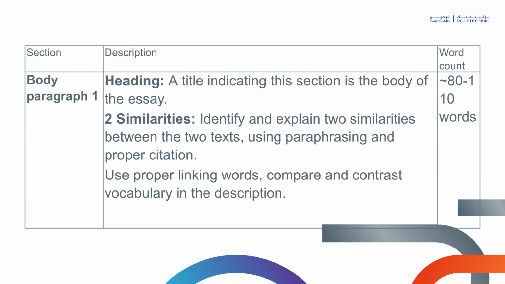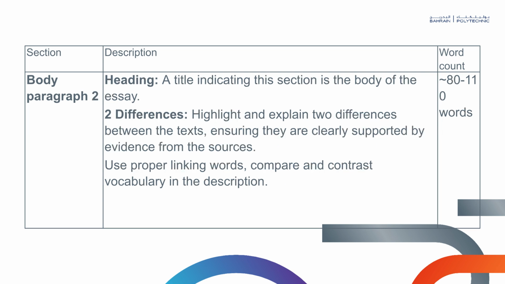Start with a heading. The content must identify and explain 2 similarities between the texts, using paraphrasing, proper citation, linking words, and compare and contrast vocabulary. Body paragraph 2, also 80 to 110 words, should have a heading. This paragraph focuses on highlighting and explaining 2 differences between the texts, supported by evidence from the sources. Use proper linking words and compare and contrast vocabulary.